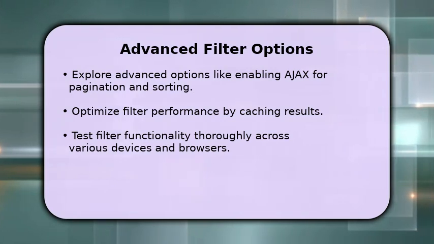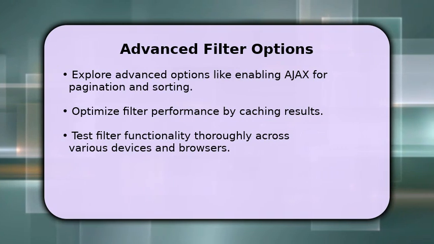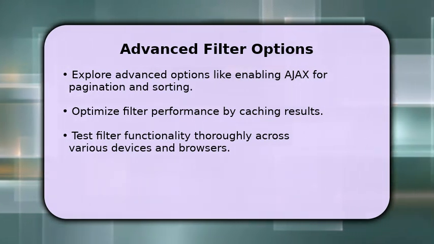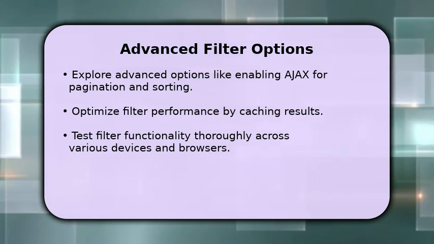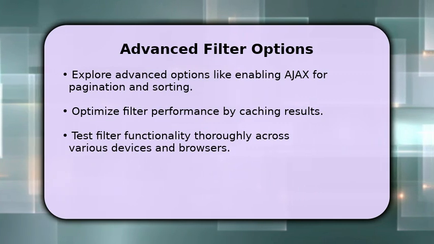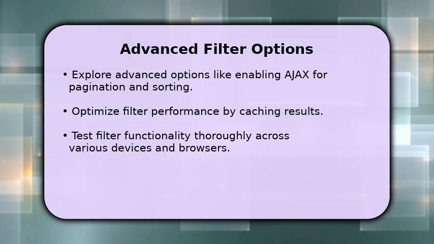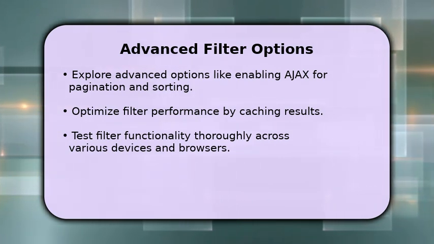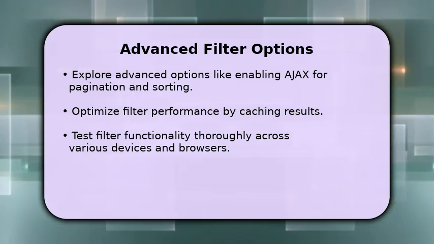Finally, let's explore some advanced options and optimization tips. Within the plugin settings, you can enable Ajax for pagination and sorting, providing an even smoother browsing experience. Consider implementing caching solutions to boost performance, especially for stores with thousands of products. Always test your filters thoroughly across different browsers and devices to guarantee a flawless user experience for every one of your customers, ensuring they can find exactly what they need.